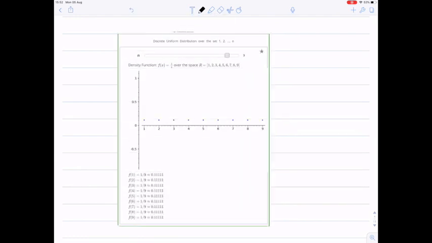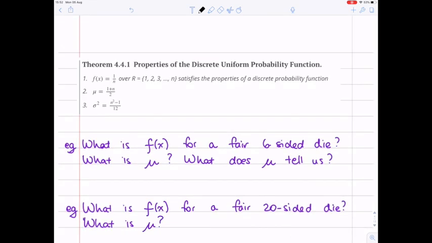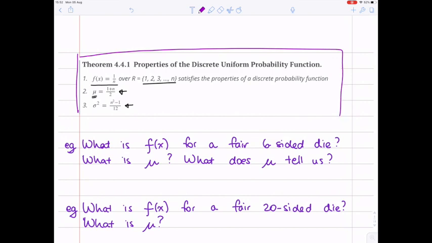So no surprises here. But what we'd like to have is the theoretical properties of our discrete uniform probability function. So we already know that the probability is going to be 1 over n, where n is the number of outcomes that we have, assuming they're all equally likely. And it turns out that the average value, or the expected value, the mean, is going to be (1 plus n) over 2, and the variance is given by (n squared minus 1) over 12. So this is something that you do need to know, and it makes life quite a lot easier.